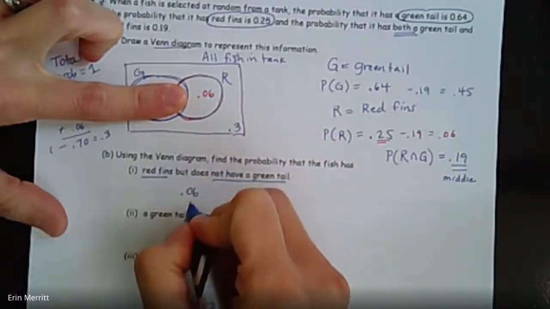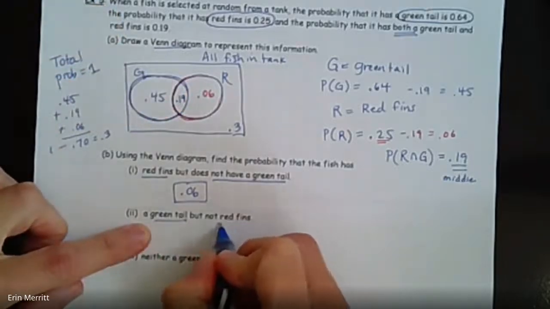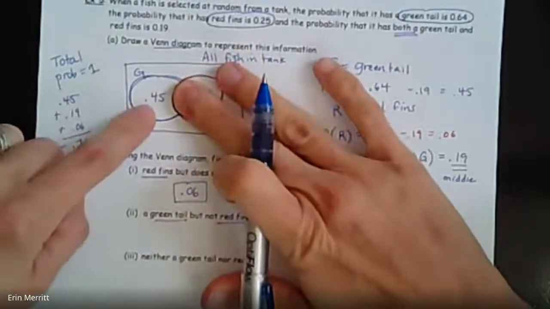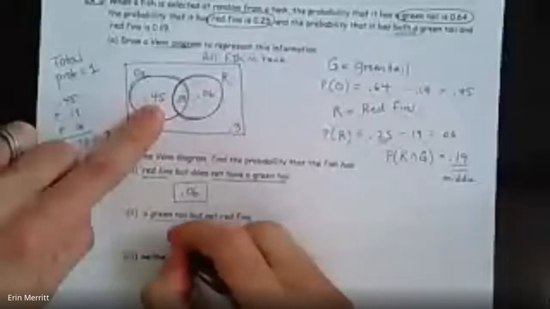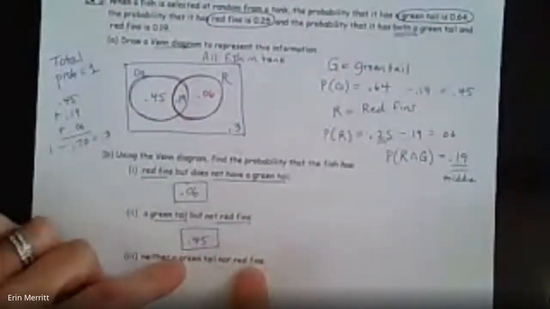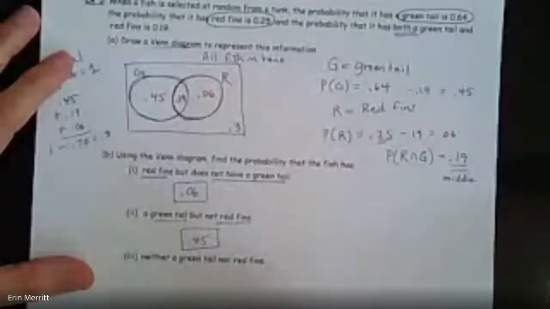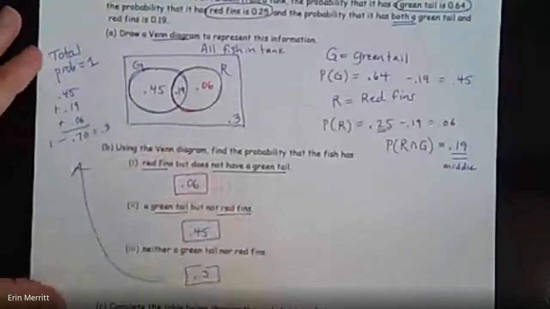That's that 0.06 right there. A green tail, but not red fins. Now you're just playing it in reverse. So green tail, but not in the overlap. So that's the 0.45, right? Neither a green tail nor red fins means you can't be anywhere in these circles right here. So that's that 0.3 that we found on the outside. So that was that work that we did over here. Oops, I'm off the screen there.